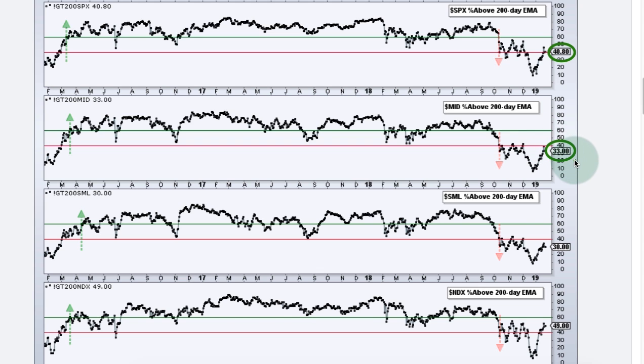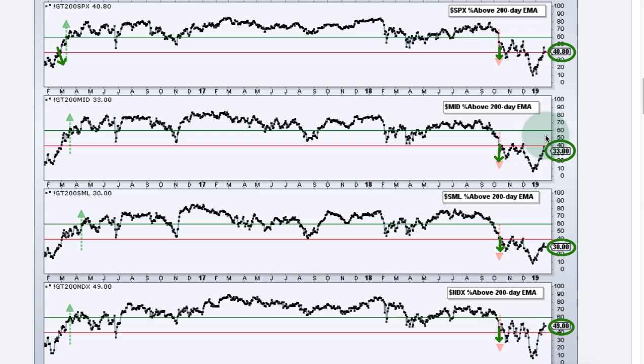It gets much worse when you get to mid caps and small caps at 33 and 30%, and 49% of the NASDAQ 100 are above their 200-day EMA. So this is a long-term indicator. I get a bearish signal when it moves below 40%, as it did there in mid-October, and that shows enough critical mass on the downside to warrant a trend or a bear market environment. And you can see it hadn't been below 40% since the early part of 2016.